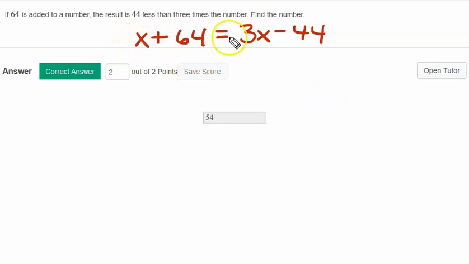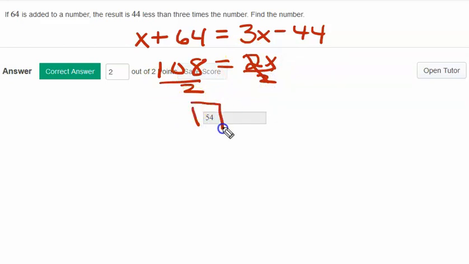Now you're going to subtract an x from both sides, or transpose this, becomes a negative x. So you're left with a 2x on this side. Going to transpose or add 44 to both sides. This gives you 108. Divide both sides by 2. X is 54. So again, the challenge was to get the correct equation, then follow the protocol to solve.